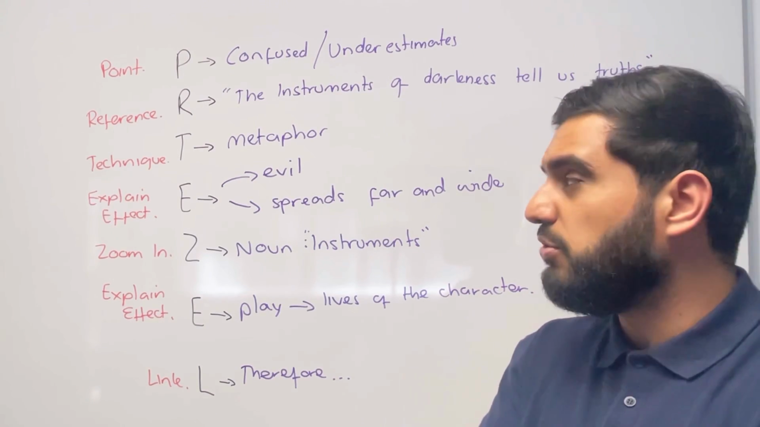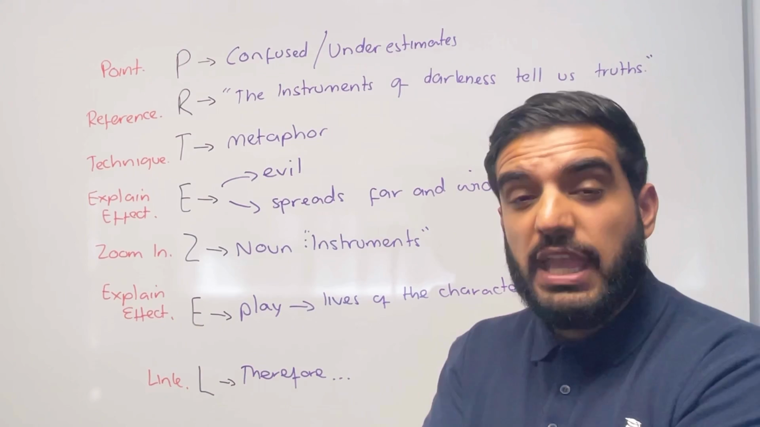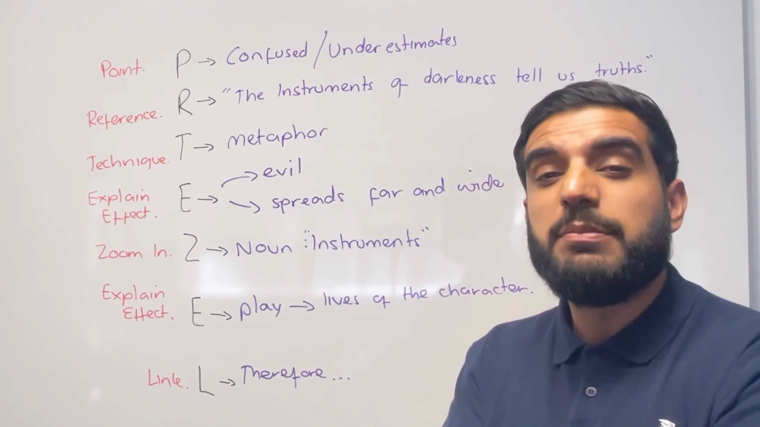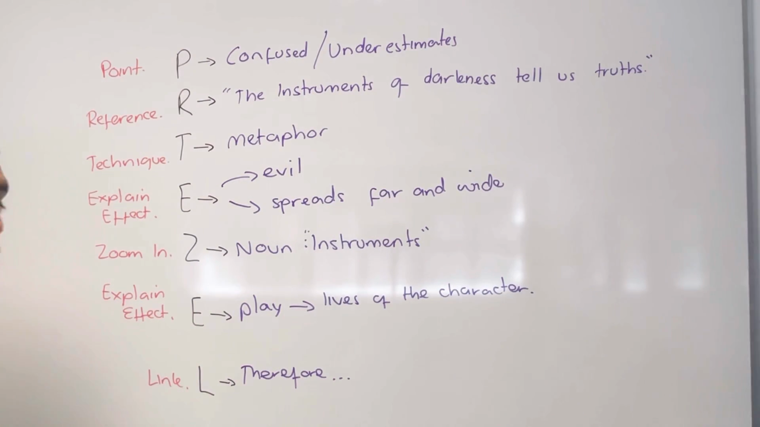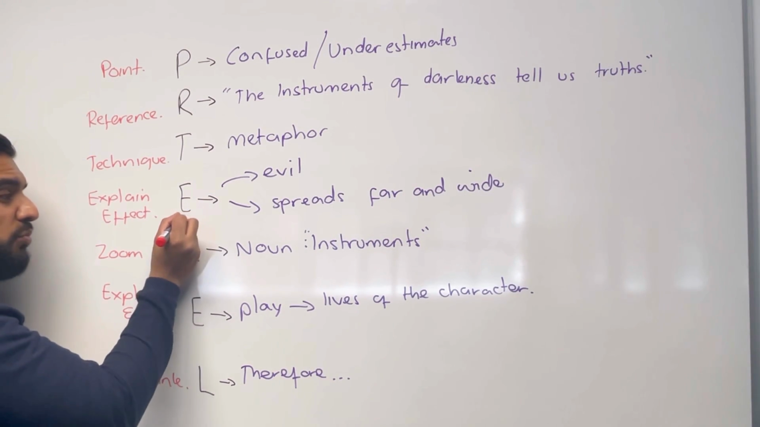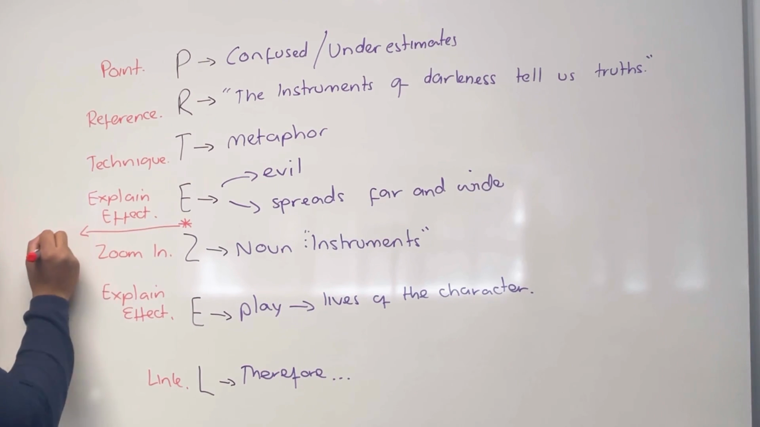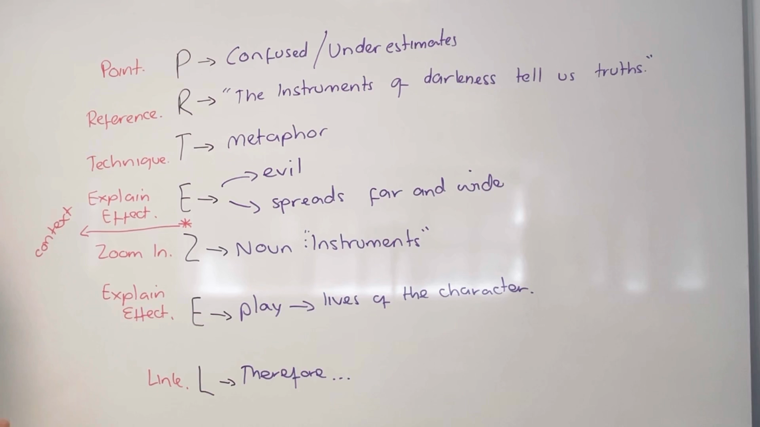Now, earlier I said to you guys that this only currently has AO1 and AO2. If, for example, this was a paragraph that I was going to bring in context, then I would put context right here. My context would go after my first effect and before I zoom in. This is where I, guys, would bring in context if this was a paragraph where I would be using context.